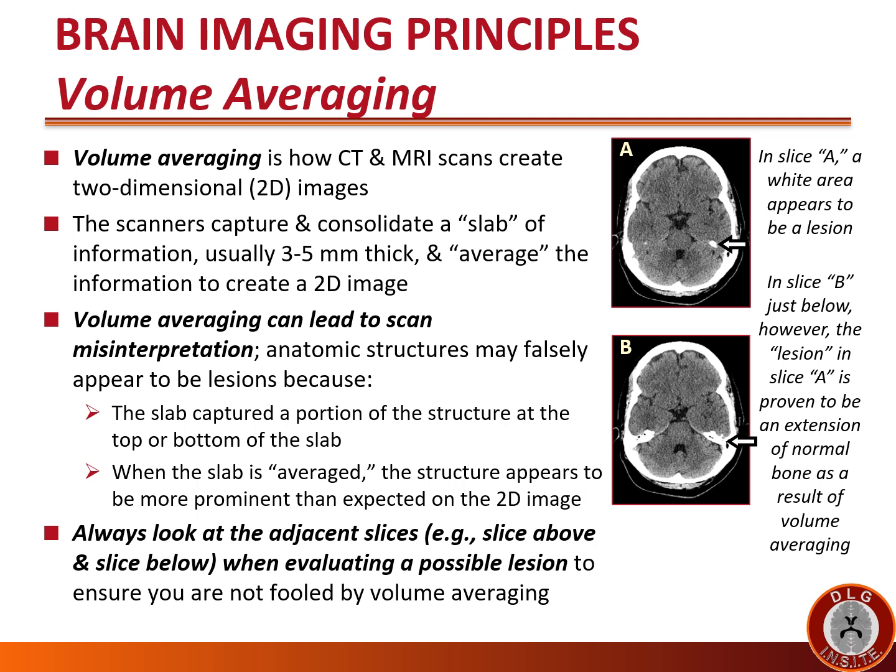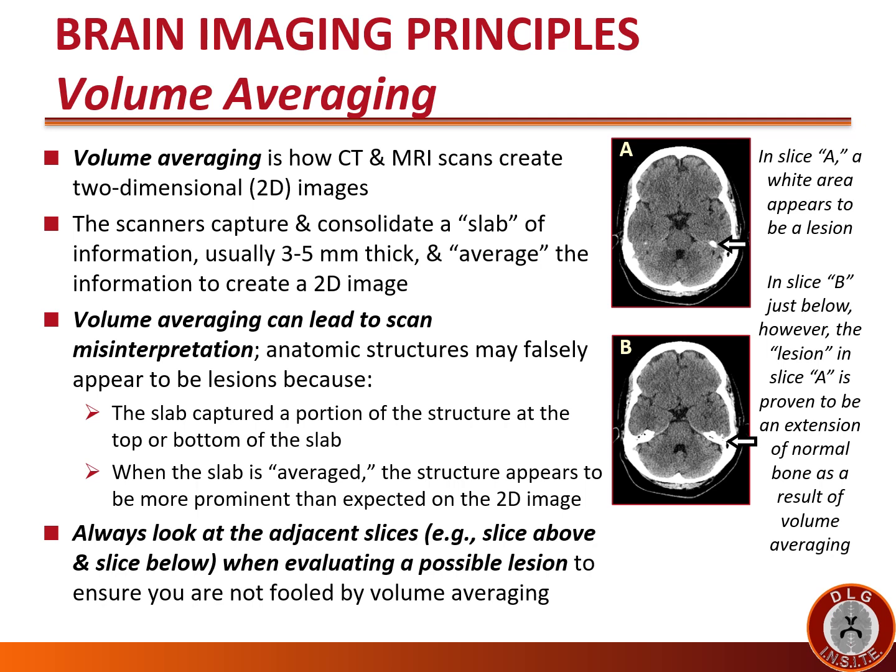Anatomic structures may falsely appear to be lesions because the slab captured a portion of the structure at the top or bottom of the slab. When the slab is averaged, the structure appears to be more prominent than expected on the 2D image. Always look at the adjacent slices, for example, slice above and slice below, when evaluating a possible lesion to ensure you are not fooled by volume averaging.